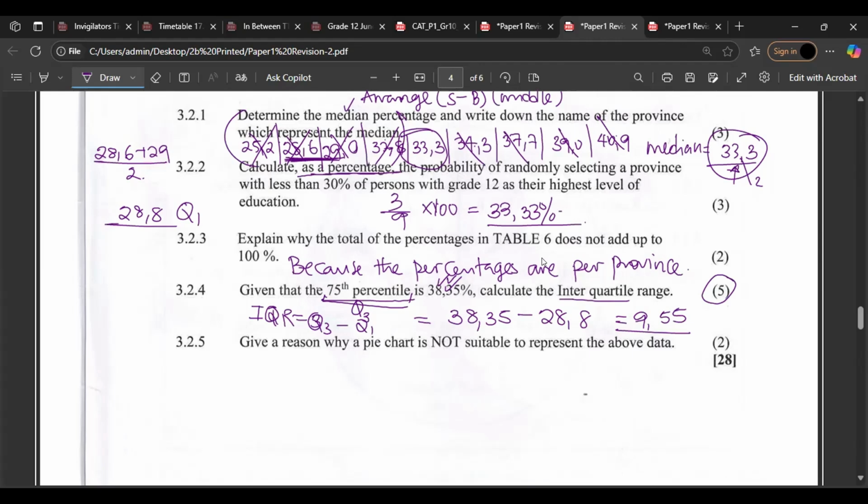Give a reason why a pie chart is not suitable for this information. One, the percentages do not add up to 100%. So it's very hard for you to get the degrees.